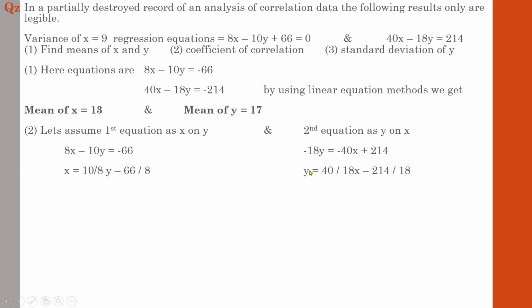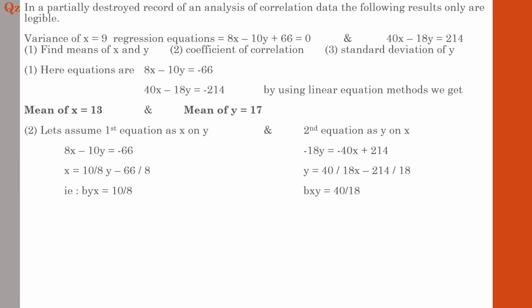Here it will be y equal to ax minus b, so it will be 40 by 18 x minus 214 by 18. By solving that, you will get the regression coefficients. Solving is very simple. Whatever the number associated with y, that will be bxy. So here it is 10 by 8, so bxy is 10 by 8. Here whatever the number associated with x, that will be byx, so 40 by 18.